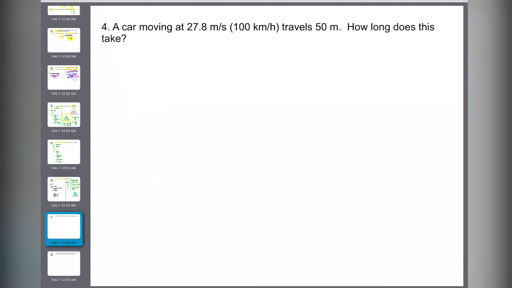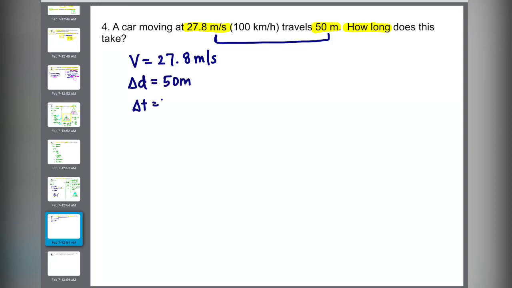A car traveling at 27.8 meters per second. That's my speed. They gave me 2. I don't know if you recall the conversion: to go from meters per second to kilometers per hour, I times it by 3.6. But I don't think I need it because I got the meters per second and then I got my meters. So these two already match up, right? So I think I'm going to keep with these units. And they're asking you how long, meaning your time. So I got speed, 27.8 meters per second. And they have travel, meters is distance. How long is my time?